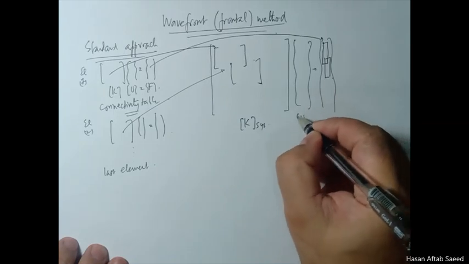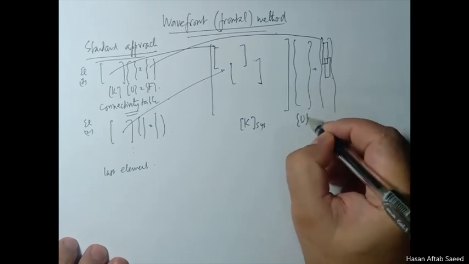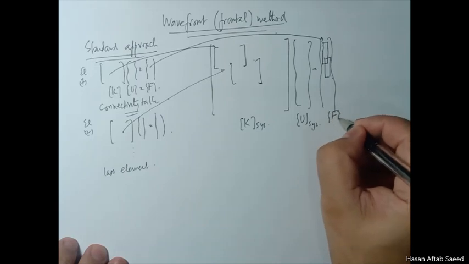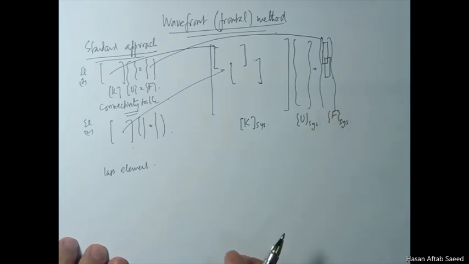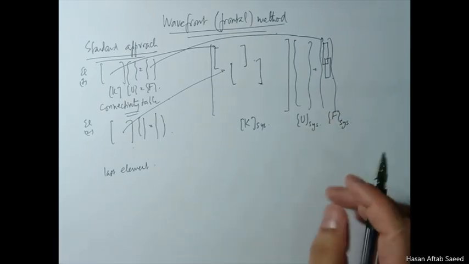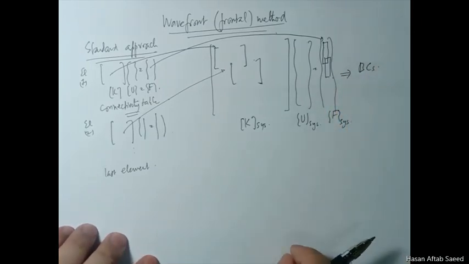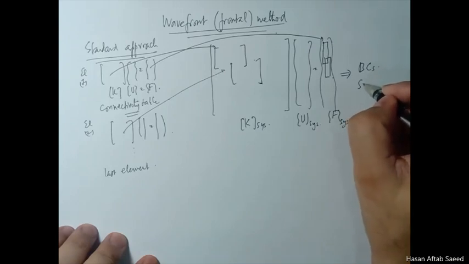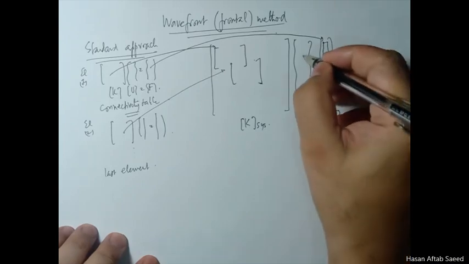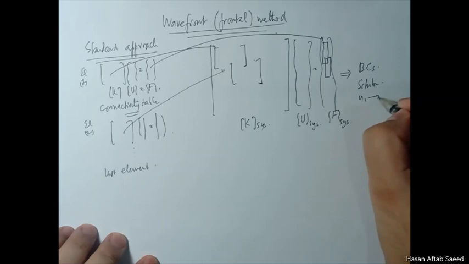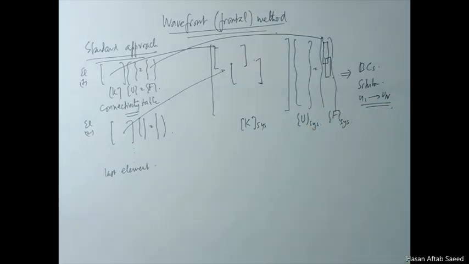Then you have the system U vector and the system force vector, and then you apply the boundary conditions, followed by solution. Solution means you calculate all the values u1 till un. This is the standard approach. You have done it so many times.